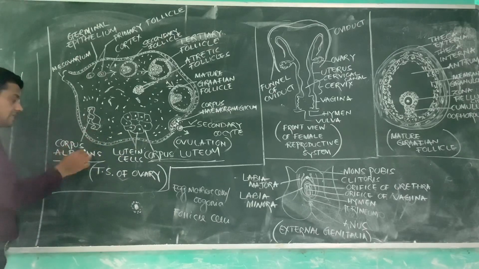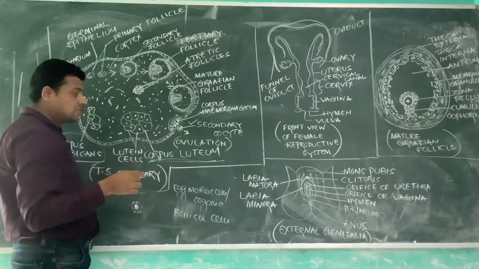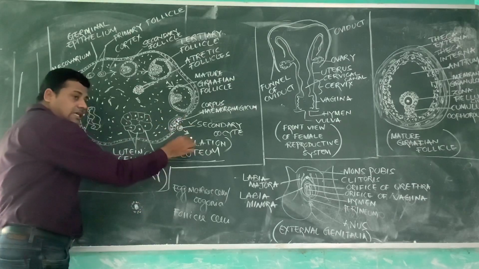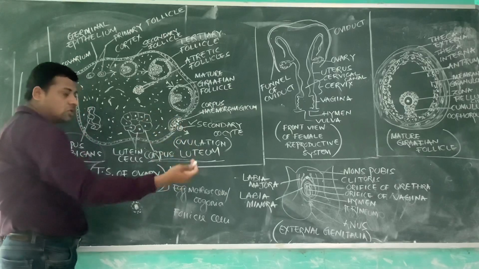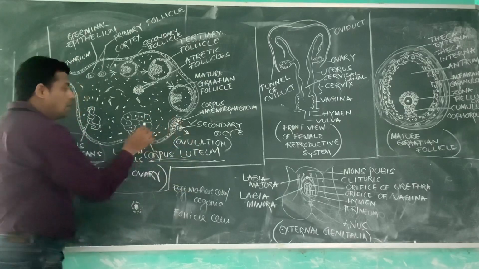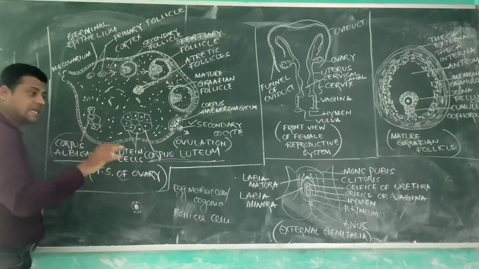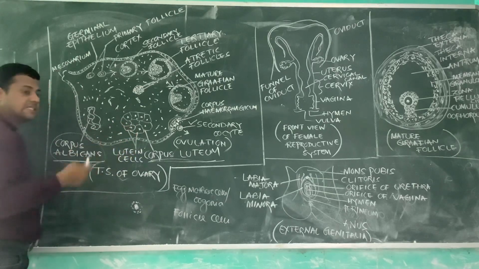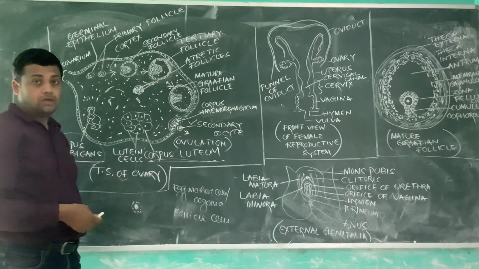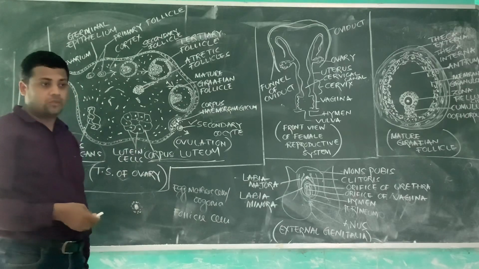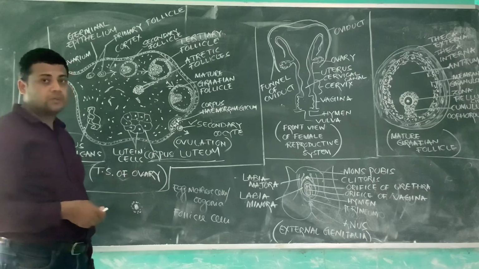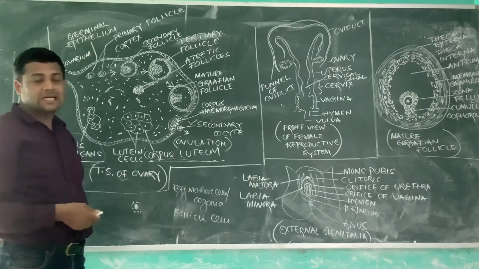And the degenerated structure is called corpus albicans. Now the question arises, if the egg is fertilized, the structure called corpus luteum is not degenerated and it secretes progesterone hormone. Progesterone, that is the pregnancy hormone, is for continuation of the pregnancy and also implantation of the embryo.